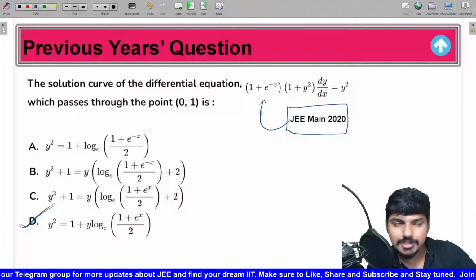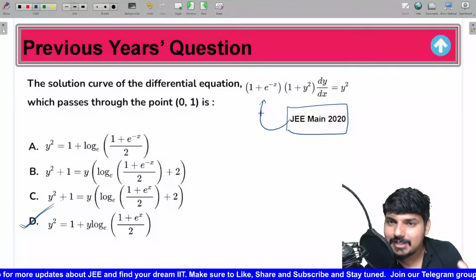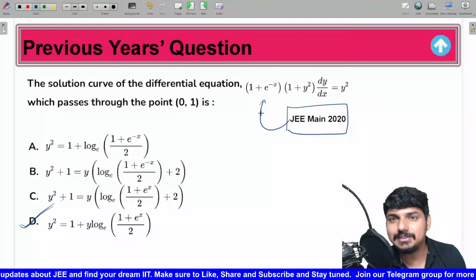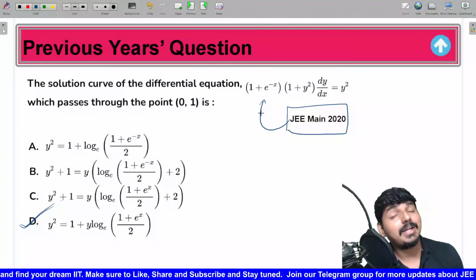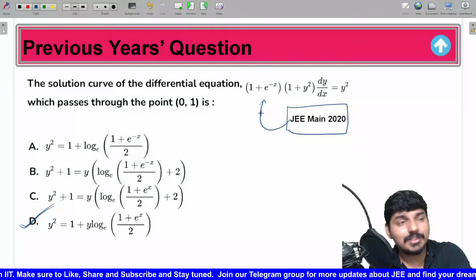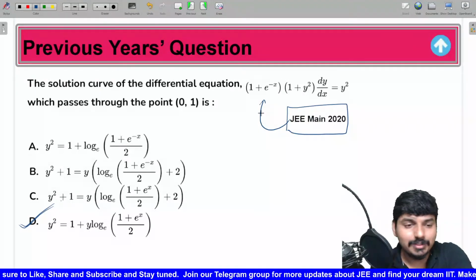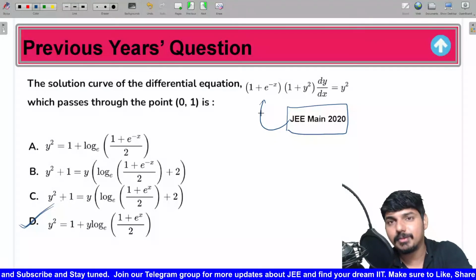It's very unlikely that a tough question is going to be asked from this chapter. There are very few chances of that. So you can consider this chapter as a scoring chapter, everyone. So definitely don't miss out any topic from this chapter. Go through each and every topic from this chapter.